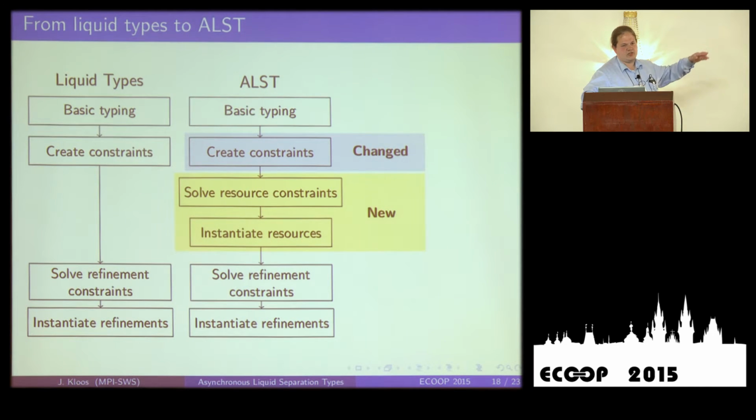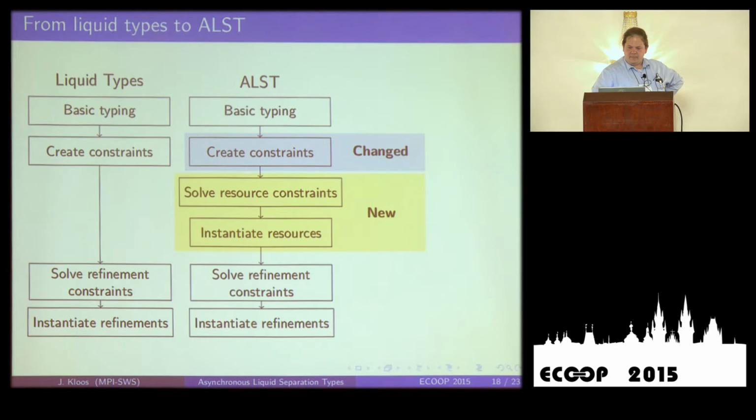So each sub-expression has a type annotation. From this, you can generate constraints that say how the subtyping relations between the different expressions should look. You solve these, what we call refinement constraints, and instantiate them. And now you have an OCaml program that's typed with refinement types. What we did for ALST, as opposed to liquid types, is that we basically use the same procedure and augment it a bit.